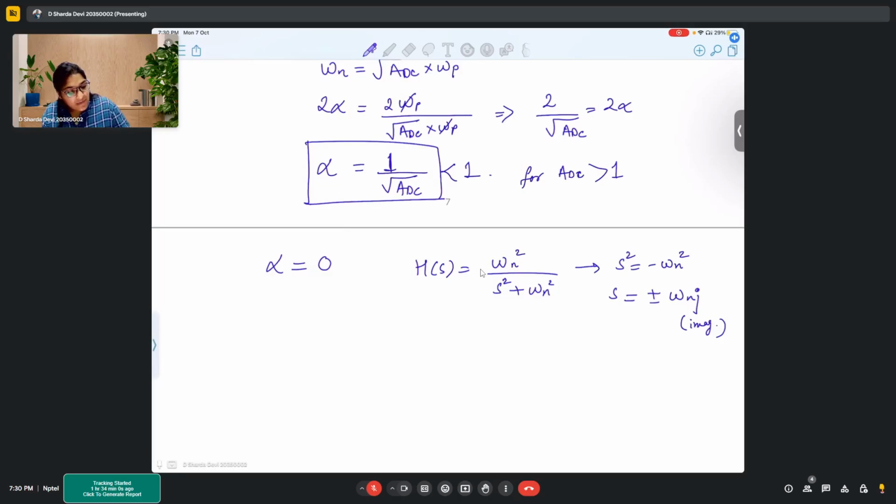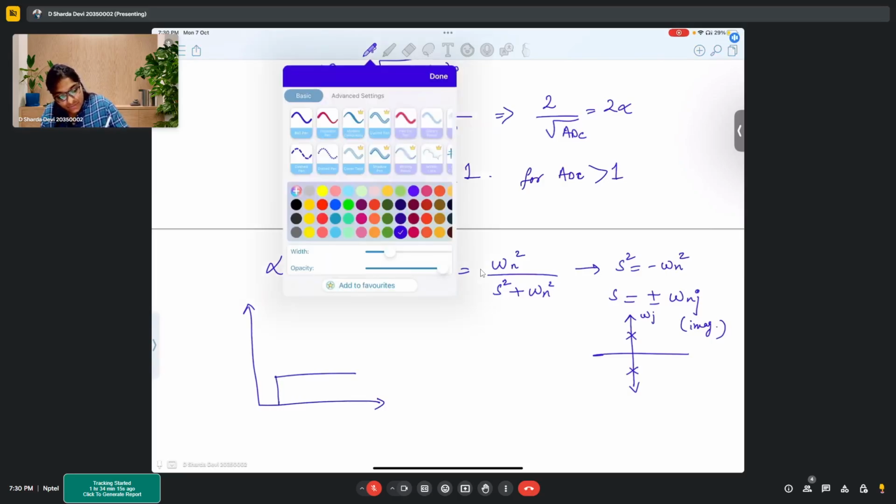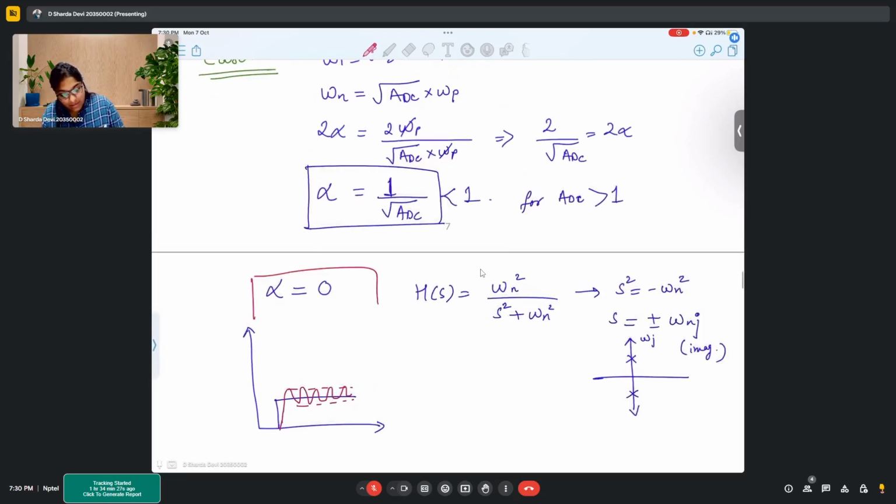So which brings us to having two poles, one here, another here on the y-axis, and we know that it is a marginally stable system, correct? We discussed this. So we know that this is a marginally stable system. So this is for alpha equal to 0. Now if alpha is 0, then it is marginally stable system.